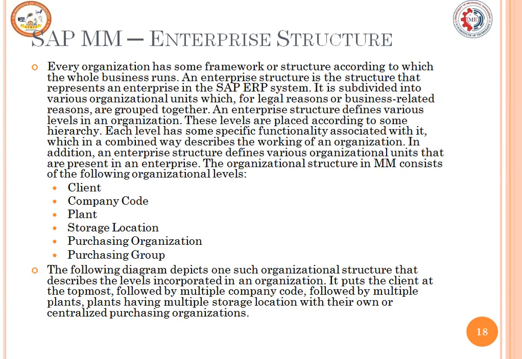When we define the organizational structure in materials management, you'll be defining the organization levels. First, the client is added, the enterprise structure where all the clients are available. Then the company code is defined. Then the plant, which relates to materials management, where you are going to store different materials. Overall, the purchasing organization and the purchasing groups will all be incorporated in the software.